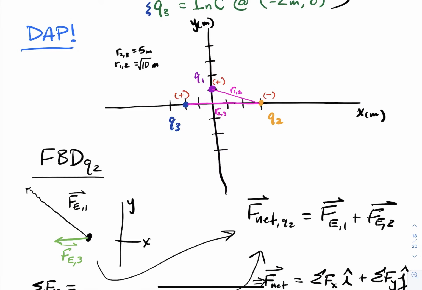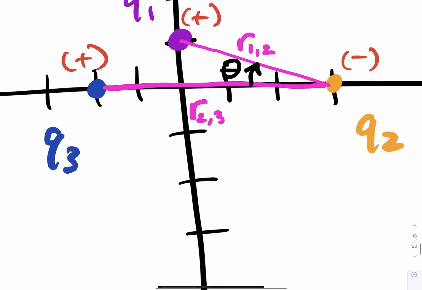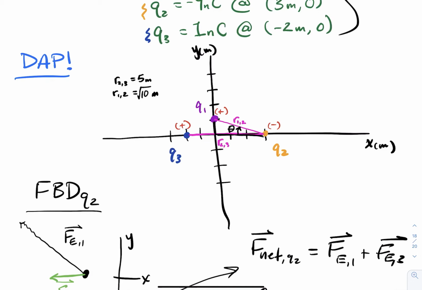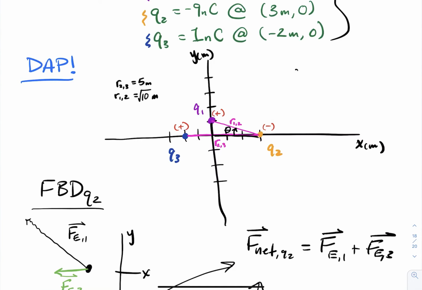We're going to know this angle here from our picture, aren't we? That angle there, theta, we can use the inverse tangent of 1 opposite over 3 adjacent. And so we could have done that when we were calculating our radii. I'm just going to show that here. Theta from this right triangle.